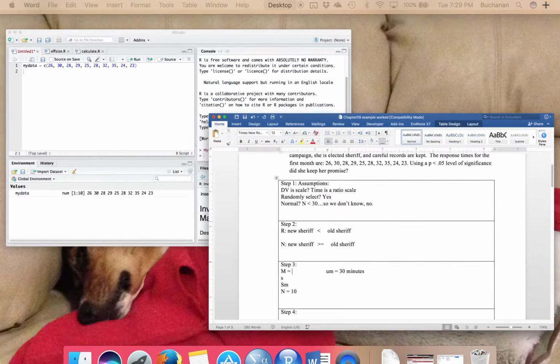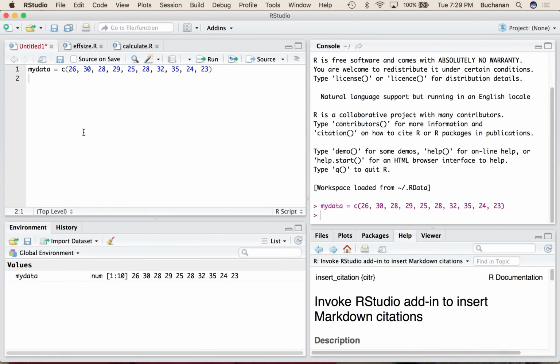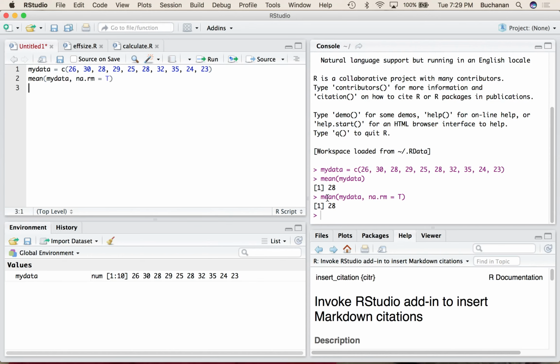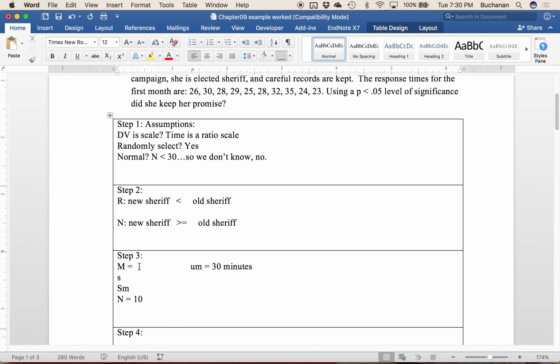Now my mean is the first thing I want to get. So I'm just going to type mean of my data. That's going to tell me the answer is 28. I don't have any NA values, so I don't really need na.rm. But remember, if it gives you NA over here, that means that something imported with an NA, and you should include this code to make sure those get excluded. So we've got 28 minutes here. Now, is that shorter than 30 minutes? Literally, yes, but is it statistically different?